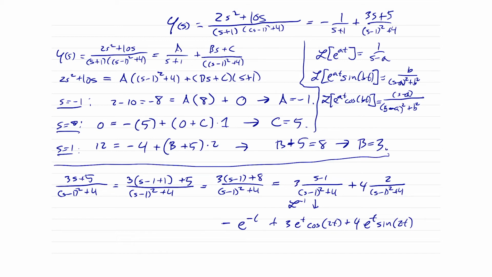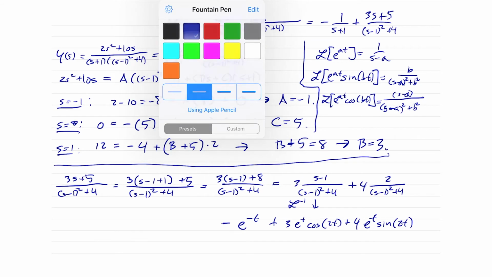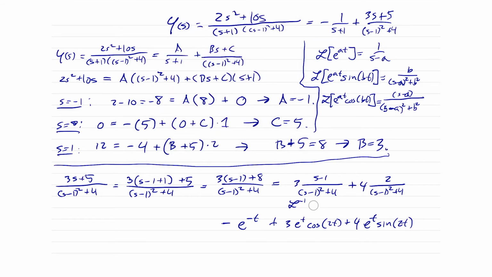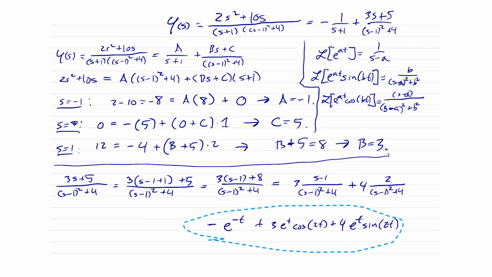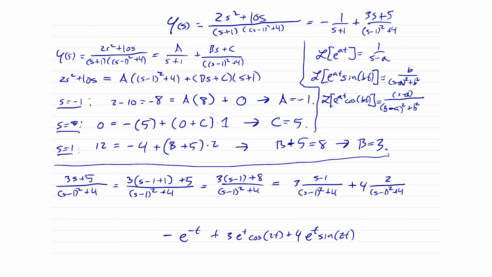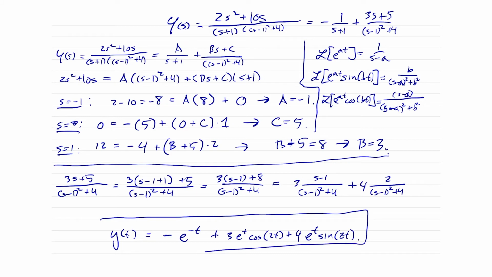And let's clean this up a little bit. So now we have this. We'll put this right in the middle. Oop, this is what we get for y of t. Okay, cool. So this is the solution to the initial value problem.